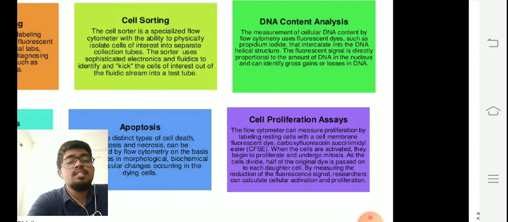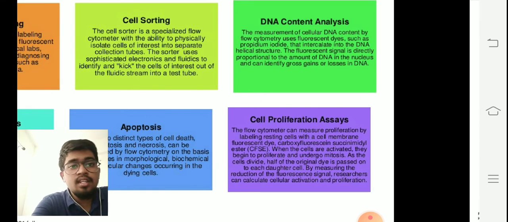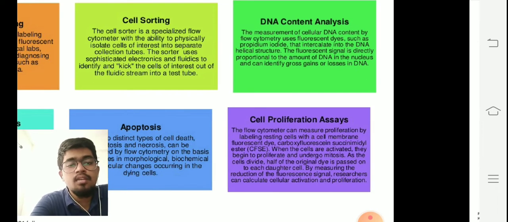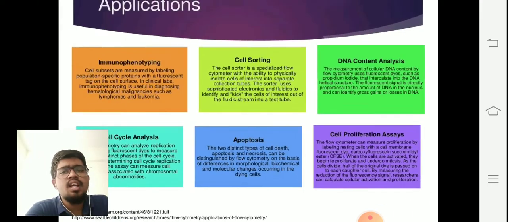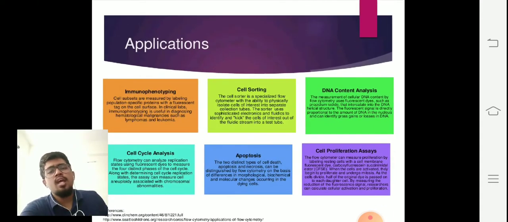So this is a very important application again, how the cell multiplies. You could actually understand and observe how this mitosis is occurring using the cell proliferation assay. So you could see these 6 are very important applications of the cytometer, the flow cytometer technique.